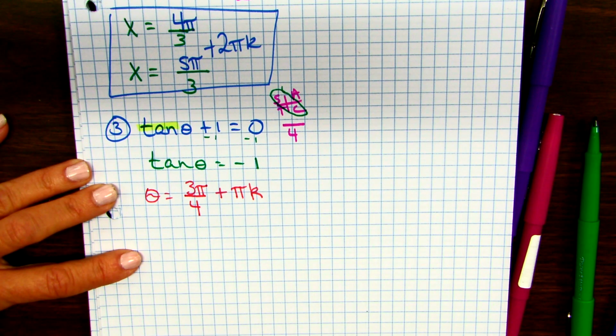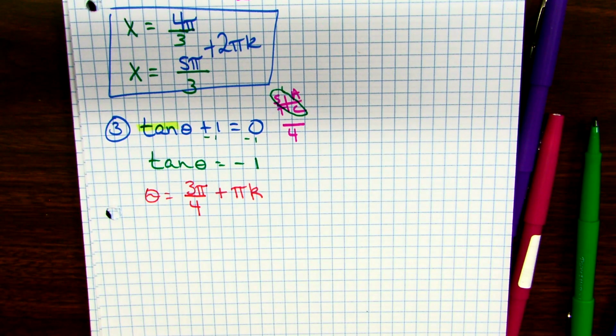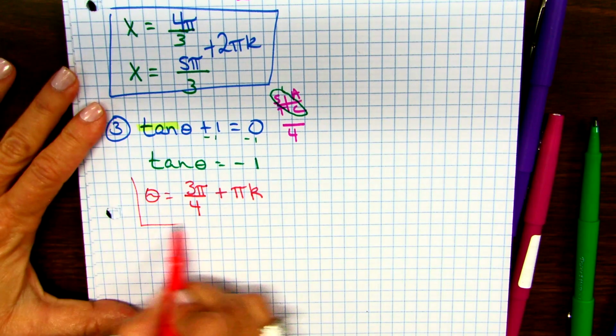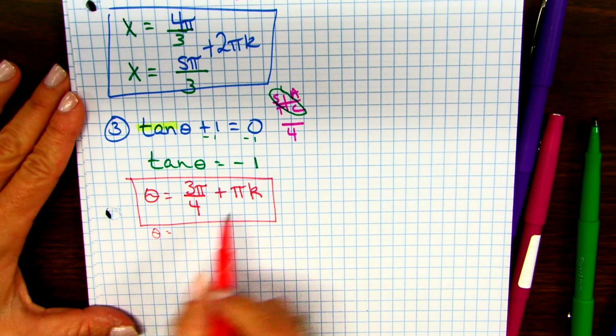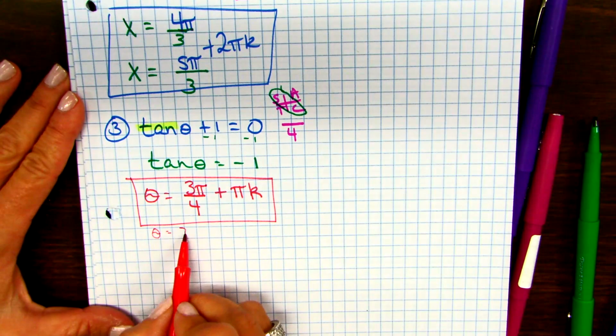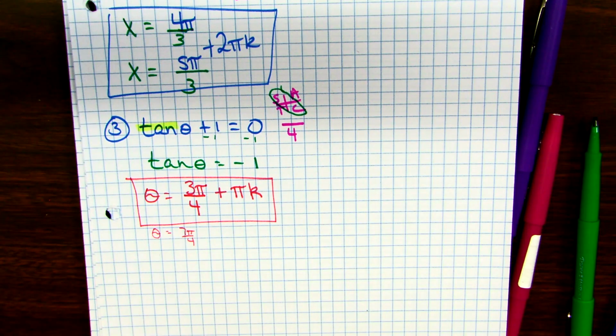Yeah, tan has a period of pi. That was one of the differences between sine and cosine, 2 pi, and tan, pi. So that's important. How about this? We don't need the other answer. The other answer is technically what? 7 pi over 4. But does anybody know why I don't need to write it?